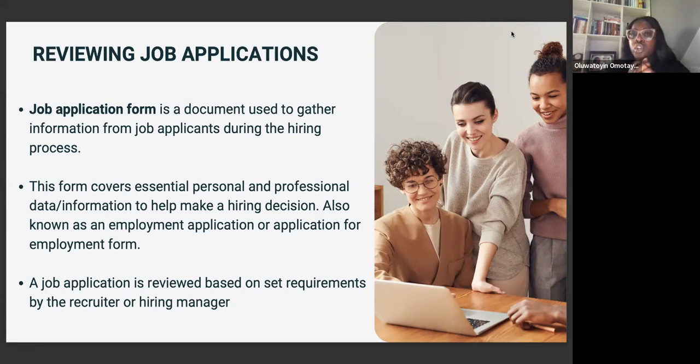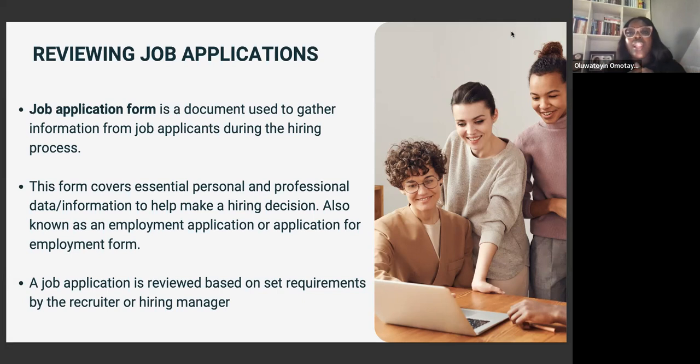So a job application form, as I said here, is a document that is used to gather information from job applicants during the hiring process. Basically, a job application form is a simple, clear document that you, as an employer or recruiting manager, will use to gather information about your potential candidates.